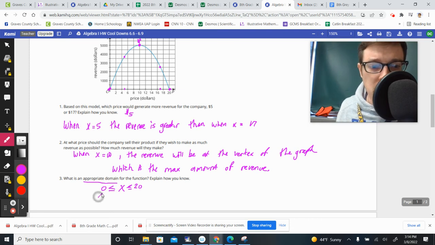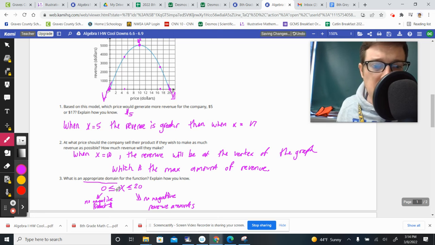So we can say, no negative product prices. And then this one right here, we don't want to have any negative revenue. No negative revenue amounts. We keep it under 20, because if this was continuing to go on like it will for a quadratic, this is going to dive down into the negatives, and we don't care anything about that.